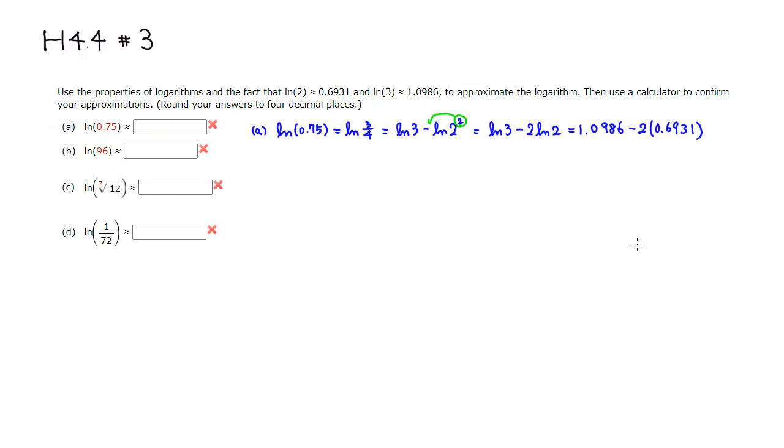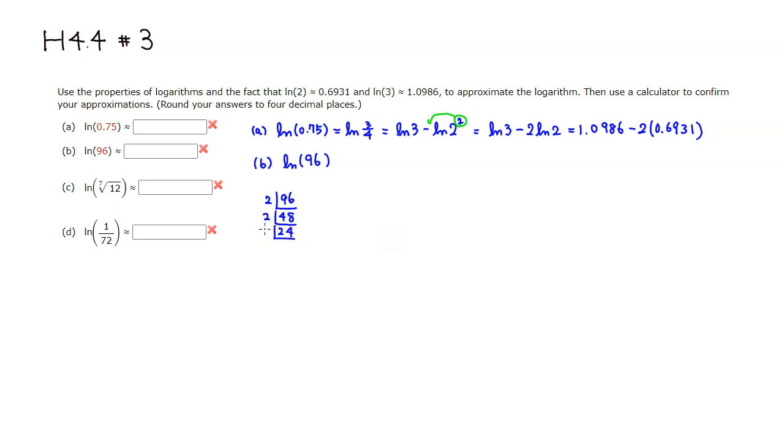All right, so let's look at part B. In part B, we want to find the value of the natural log of 96. So what's 96? I'm going to just break down 96 into 2s and 3s. It's an even number, so there's a 2. That's going to be 48 and another 2, and you have 24.